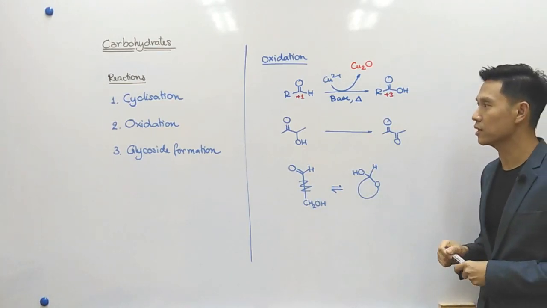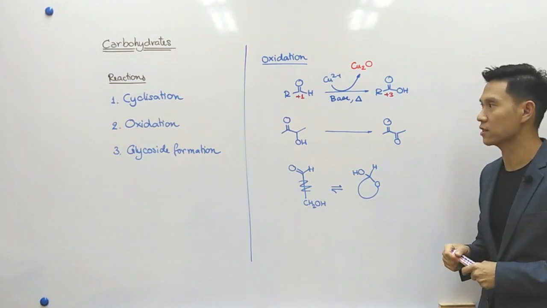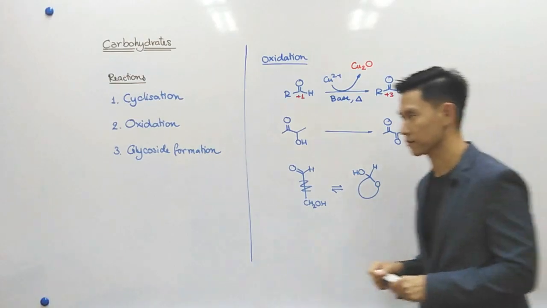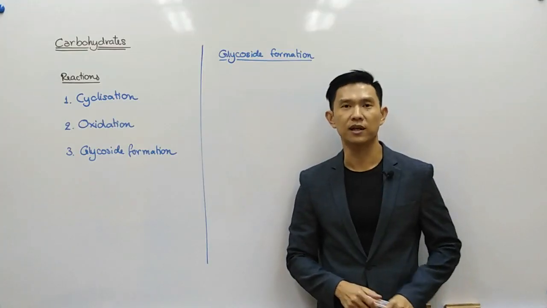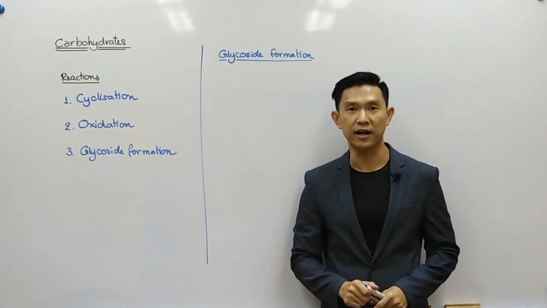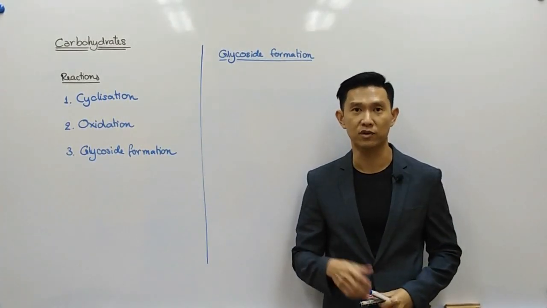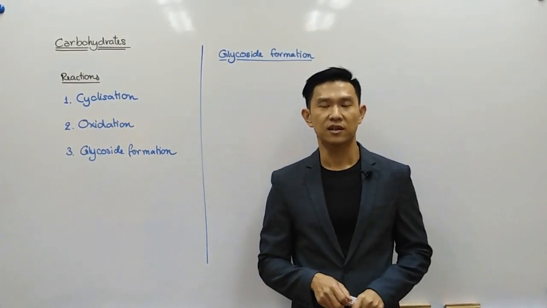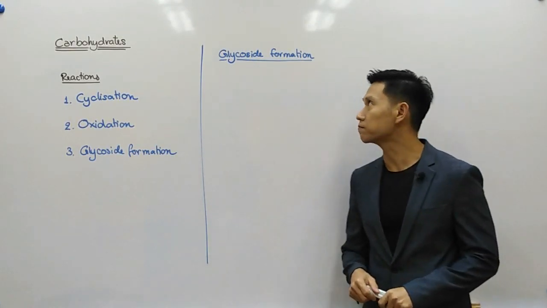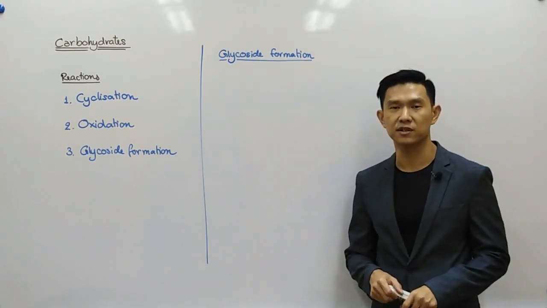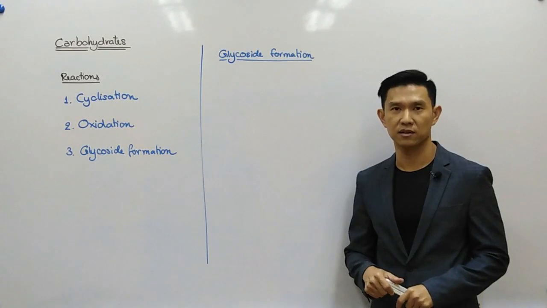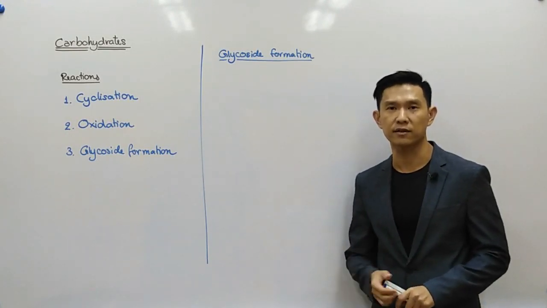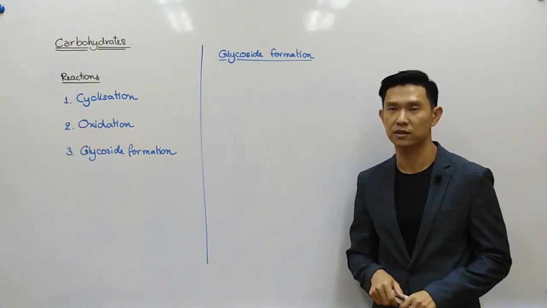Now we come to the last reaction, glycoside formation. Now we come to the last chemical reaction for your monosaccharides, the glycoside formation. The glycoside formation is very important because it's going to construct a higher order of saccharides like disaccharide, trisaccharide, and many other things.